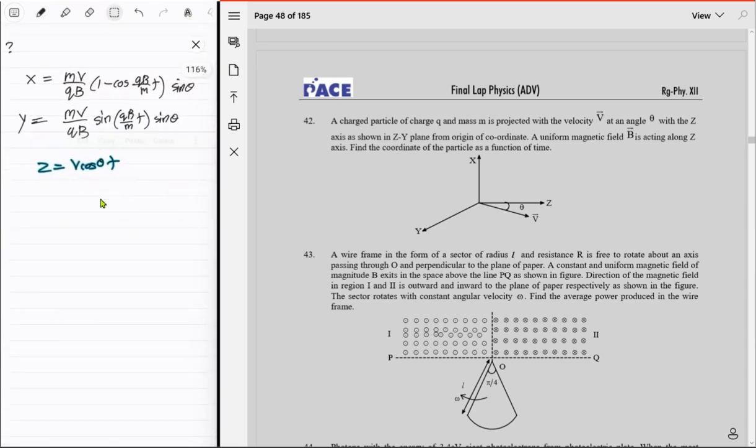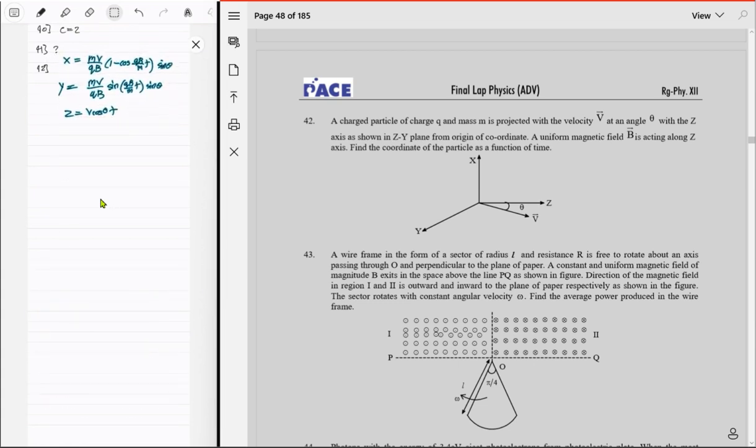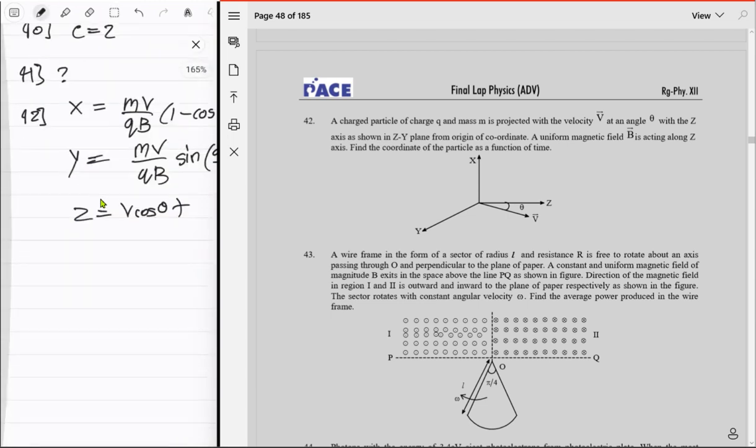Next question. But seriously, why did you need to derive all this? I don't understand this. It's like 3 separate questions. 43.